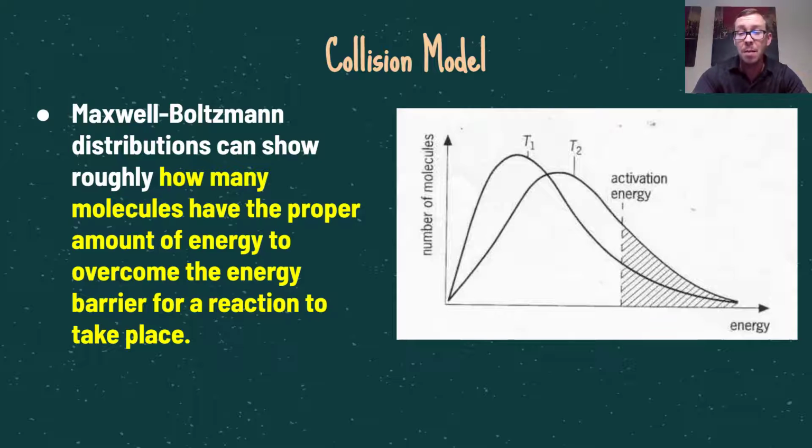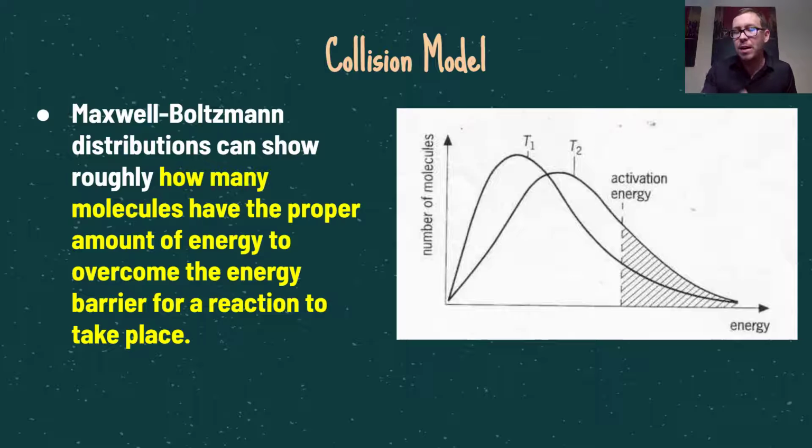We can make a graph of the number of molecules and the amount of energy they have in a Maxwell Boltzmann distribution, which we've talked about in a previous video, and that can be used to show how many molecules have the proper amount of energy to overcome the energy barrier for a reaction to take place. So you see here, there is a line for the activation energy. Molecules that are further along in the graph have sufficient energy to overcome the activation energy for the chemical reaction to take place. Those molecules that are before that don't, and therefore those collisions will not be successful.